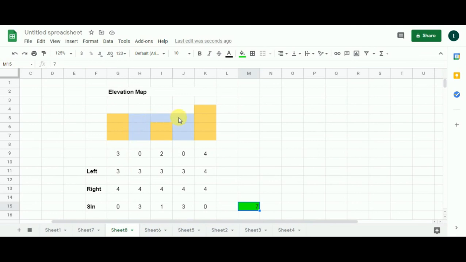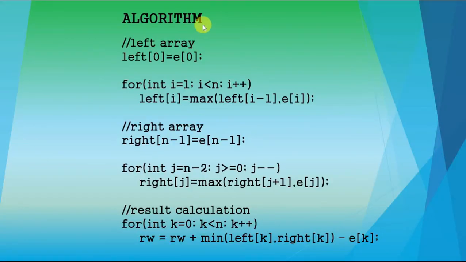Now let's take a look at its algorithm. This is the algorithm. This is the part where the left array is getting filled, and this is a part where the code will fill the right array, and this is the final part which is going to give you the result, which is 7 in our case. This is pretty much ready to be implemented in a program. You can totally use it.